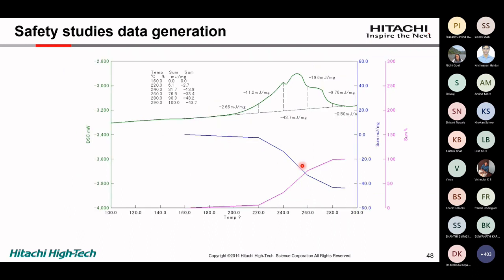Another example is shown, the same example is shown over here. You can cut the graph by using the software. These are the slices, and you can determine how much percentage of reaction has taken place at various temperatures, which can be very valuable information for people who are working in safety hazard analysis.